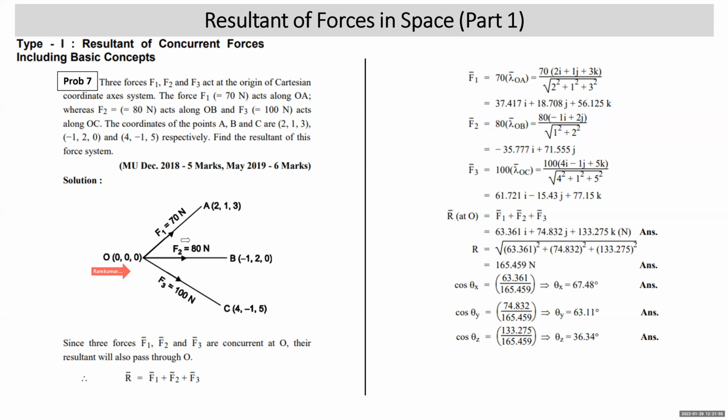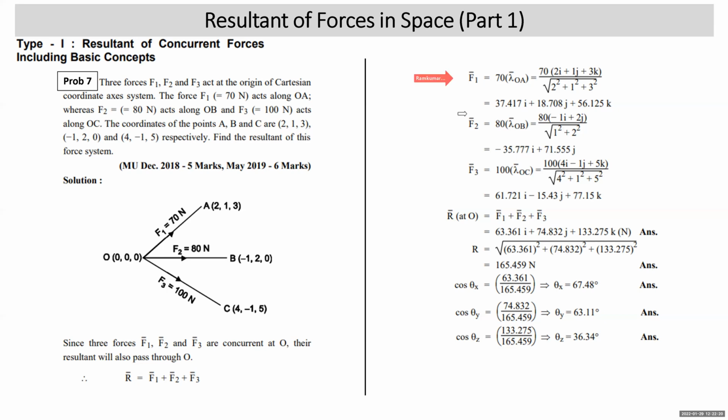So what I have to do is write all the 3 forces in vectorial form, and the resultant of the force system will be the addition of all the forces in vectorial form only. So let's start. Since 3 forces F1, F2, F3 are concurrent at O, the resultant will also pass through O. And what will be the resultant in vectorial form? F1 bar plus F2 bar plus F3 bar.